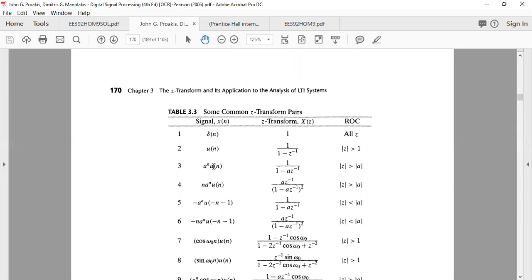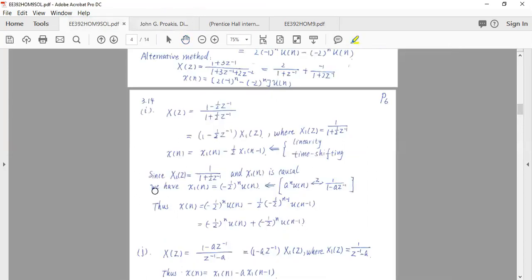So x1 of n, using this particular property, this number 3 property, we can find x1 of n is equal to negative half to the power of n u of n. So this is the inverse z transform of x1 of z. This is the causal signal that we get.